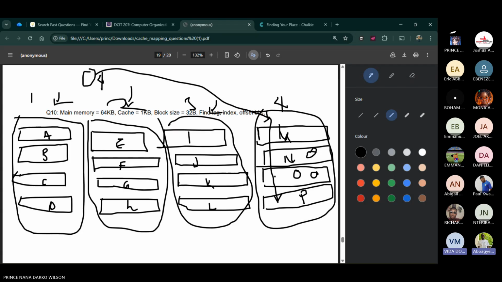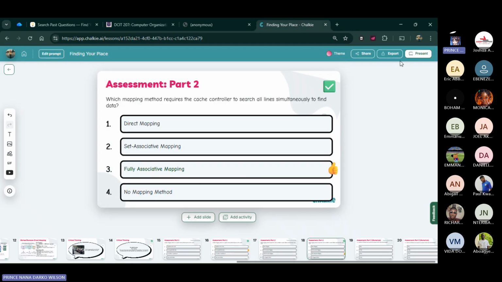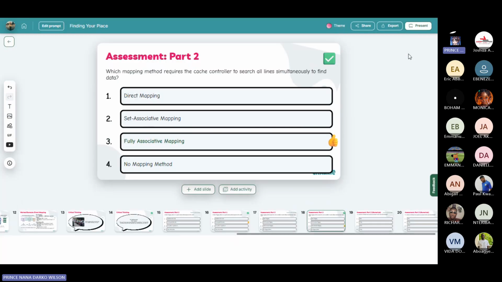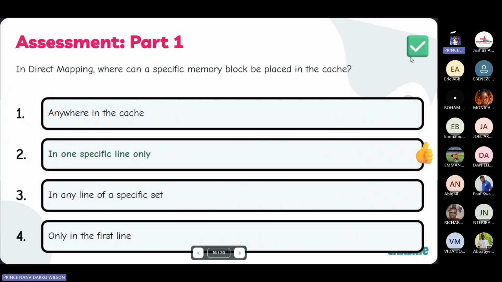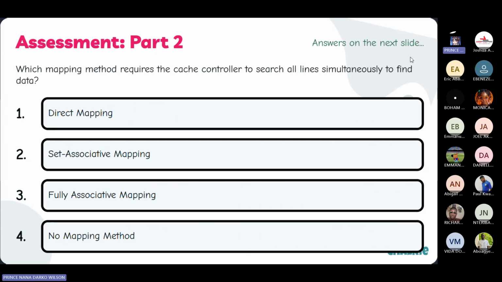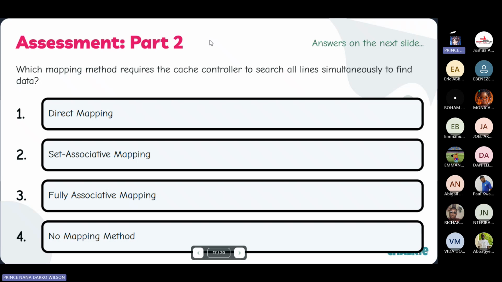What's the question again? Right. So the question that we saw on the last slide, this is it. From what we just talked about, it says: which mapping method requires that the cache controller searches all lines simultaneously just to find data that has been stored away? All the lines, not some lines, all of them.